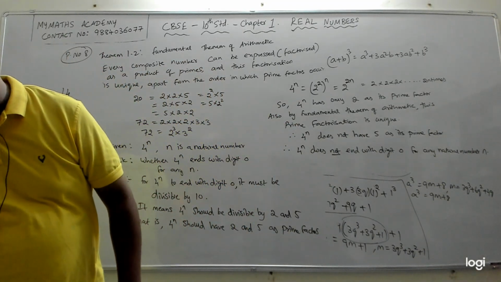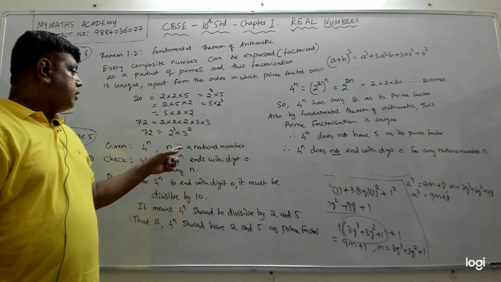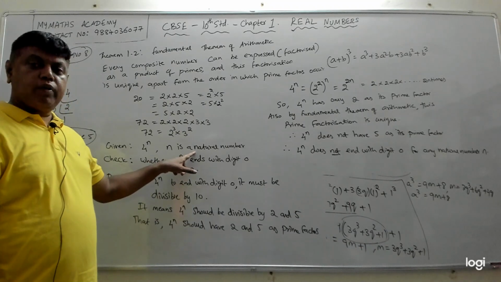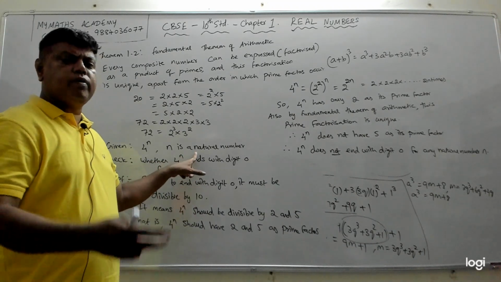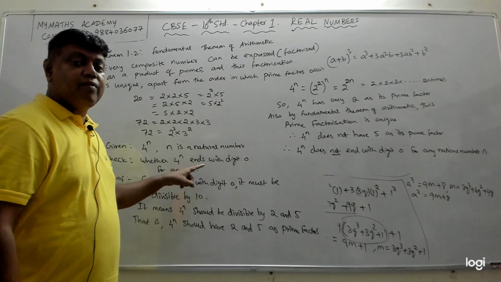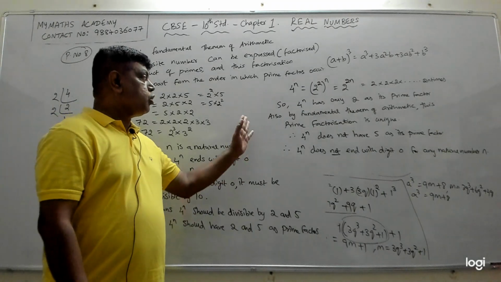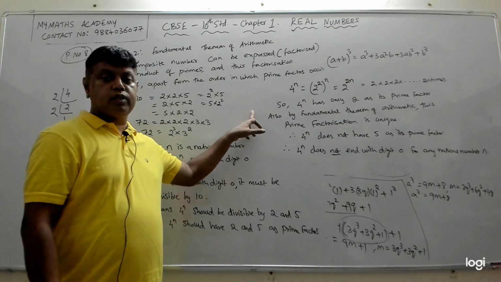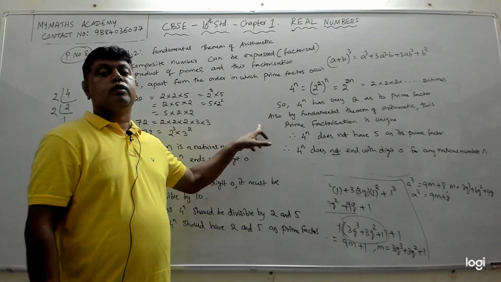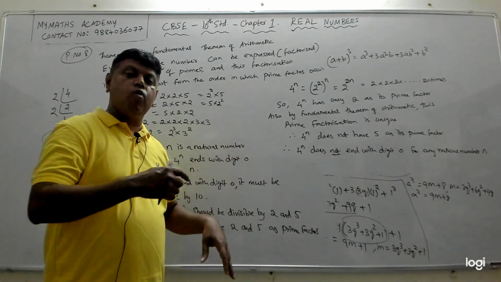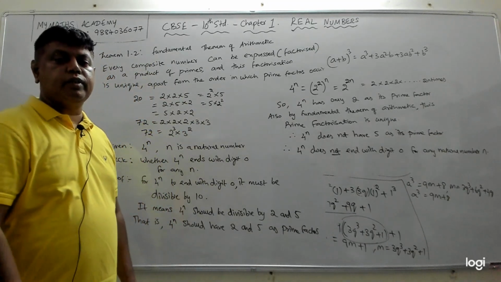Clear? So this is how we prove that 4 power n, for whatever number you put in the power, 4 power 5, 4 power 9, 4 power 18, whatever power of 4, it will never end with digit 0. Like 4 cube is 64, 4 power 4 is 256, 4 power 5 is 1024, so nothing will end with digit 0. However many powers you put for 4, it will never end with digit 0.